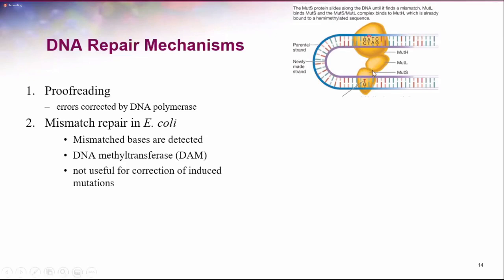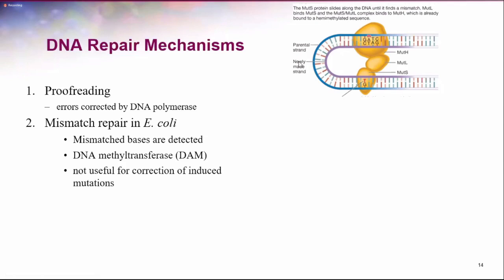So the cell has this system of methylating its DNA. E. coli, for example, has DNA methyltransferase, or DAM. What it does is it interacts with DNA and looks for the sequence GATC, okay? And every time it comes across a GATC, it methylates the A, okay? So if this was original DNA that's not undergoing replication right now, both strands would be methylated on all of these GATC sequences.